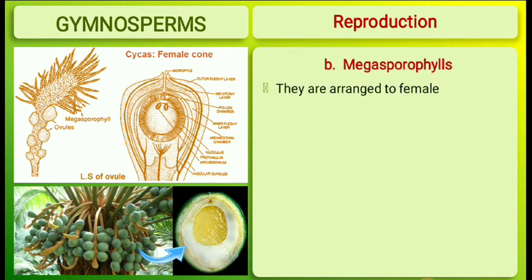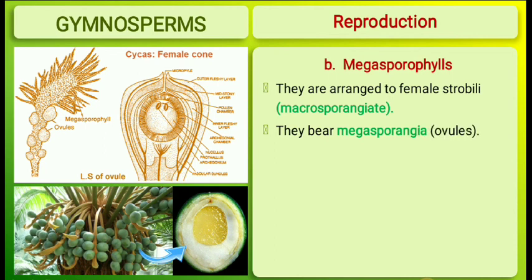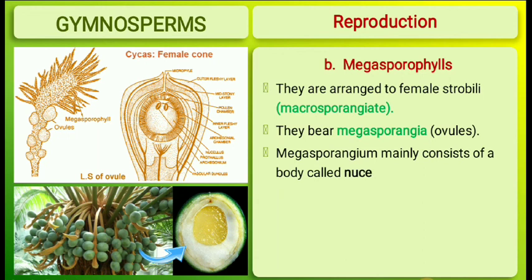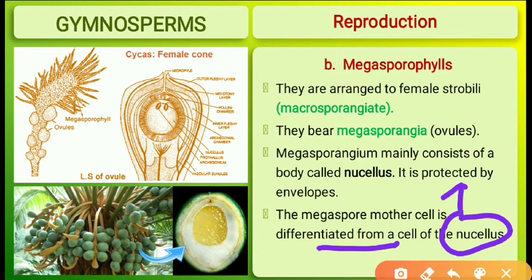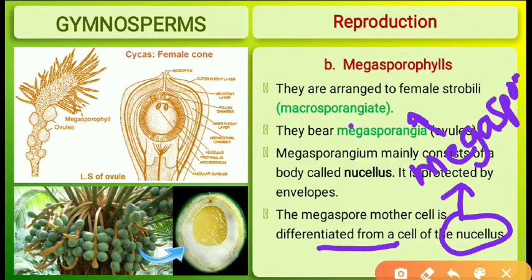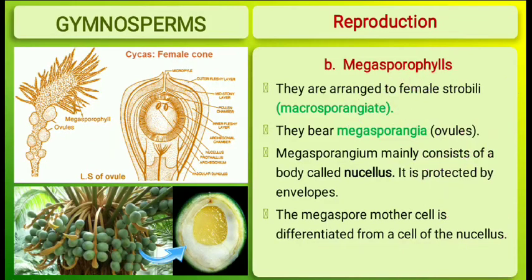Megasporophyll means female reproductive leaf, which is arranged to form a female strobile or macrosporangiate. Macro means large. They bear the megasporangia, ovules, naked ovules. Megasporangium consists of a body called the nucellus. Nucellus is a nutritive tissue. Remember this. It is protected by nutritive tissue, which gives birth to the megaspore. From this nucellus, the megaspore is produced, and this megaspore will form the egg, and this egg is haploid, which is going to be fertilized.